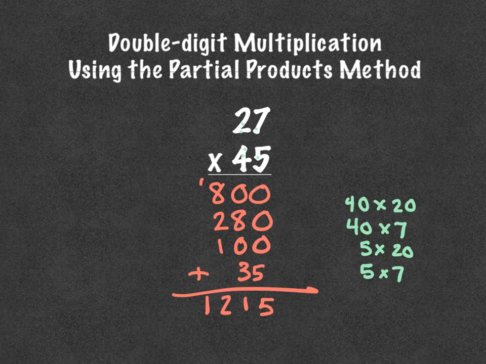1,215. Okay, that is how you multiply double-digit numbers using the partial products method.